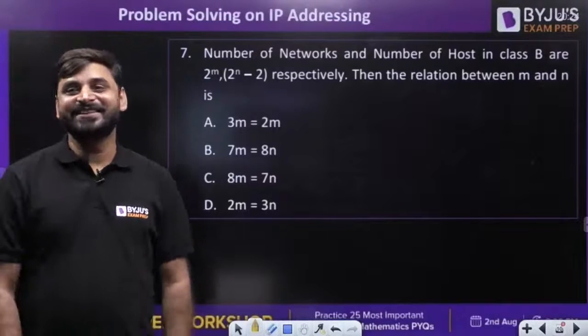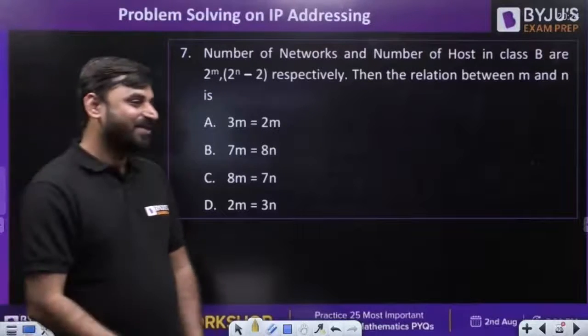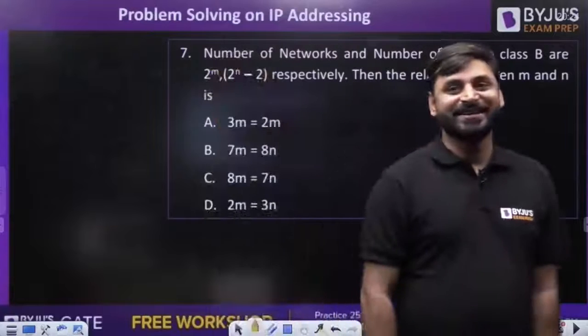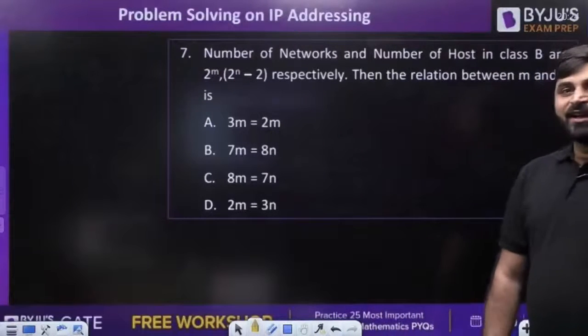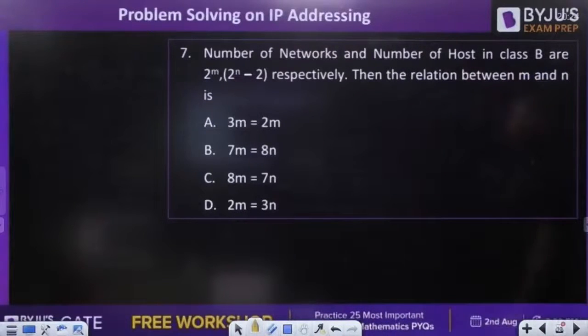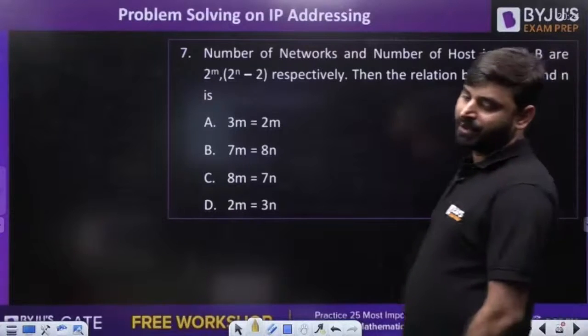Because I also don't remember answers, anything could be. But you have to solve it. You must have a proper logic. Okay. Number of networks and number of hosts in class B are 2 power m and 2 power n minus 2 respectively. Then what will be the relation between m and n?